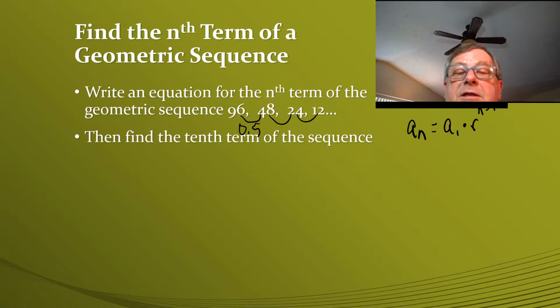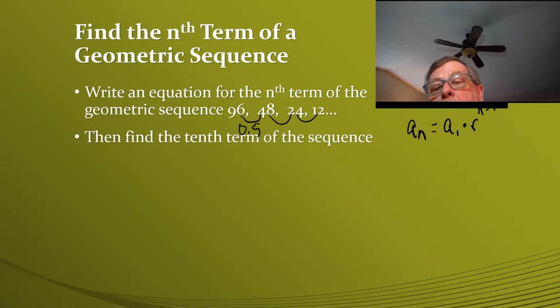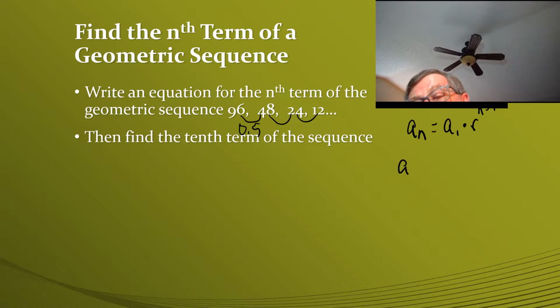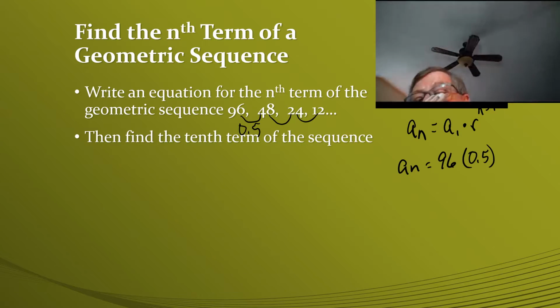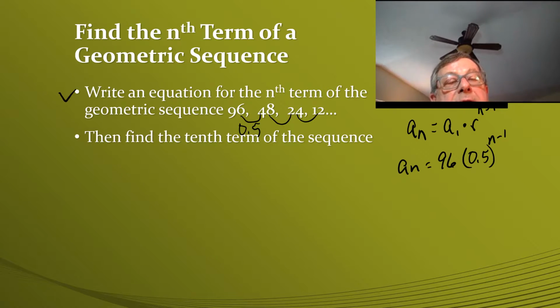And let's see, we're going to verify. Well, we know this is a geometric sequence, but I just like to be in the habit of verifying it. If I take 1/2 of 48, that's 24. And if I take 24 times 1/2, that's going to be 12. So our equation that we're going to write here is a_n equals 96 times 0.5 raised to the power of n minus 1. And so that checks that off.